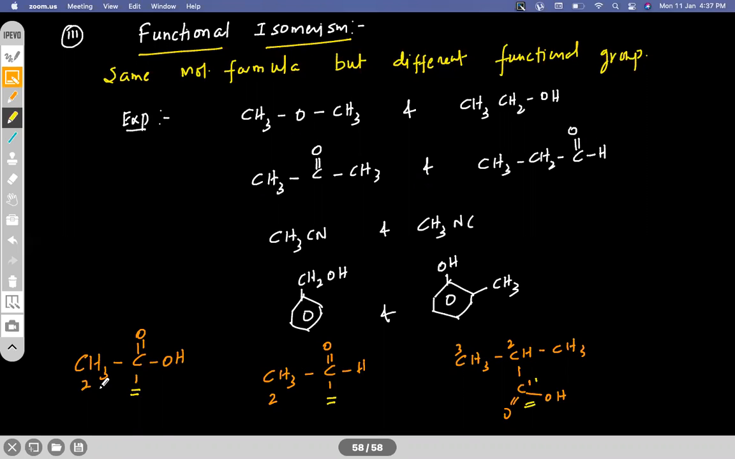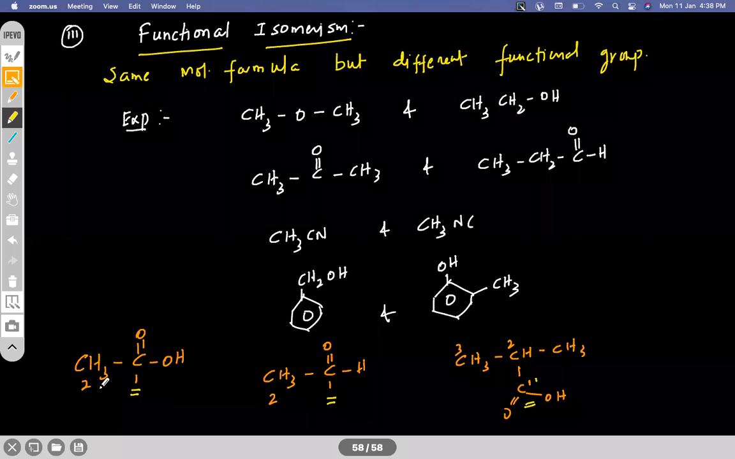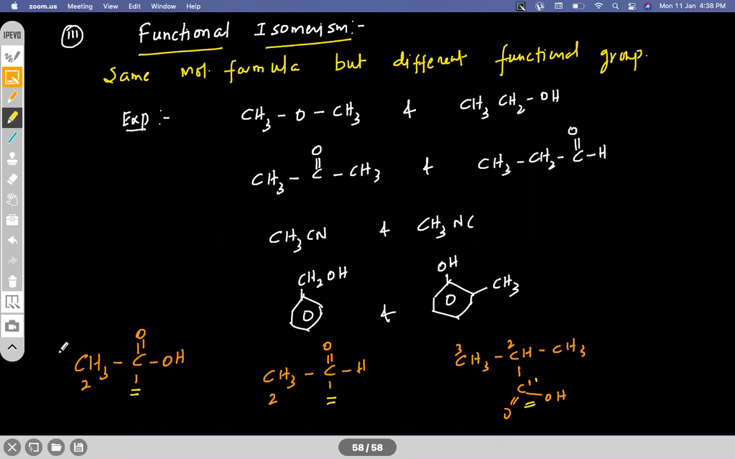If the position is different, then only positional, no. You need to revise nomenclature for that. We are going by the rules of nomenclature. Like for OH, it is not true. If you have CH3CH2CH2OH, 1, 2, 3, propanol it is.